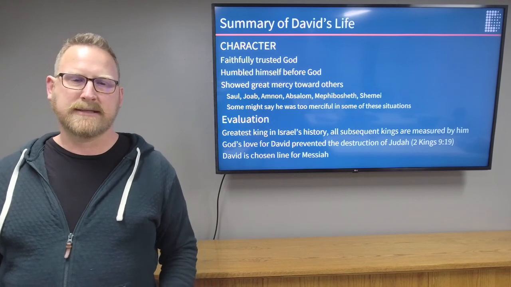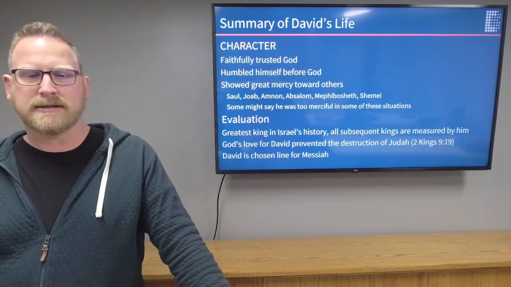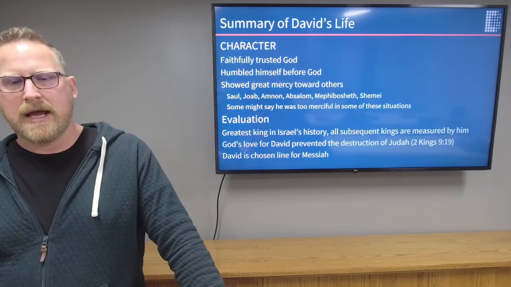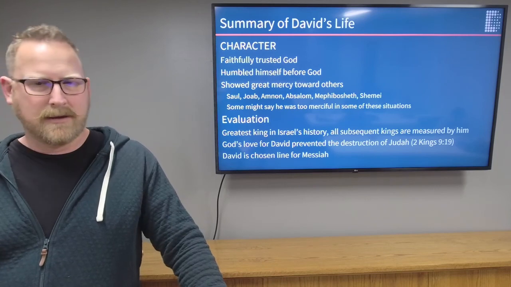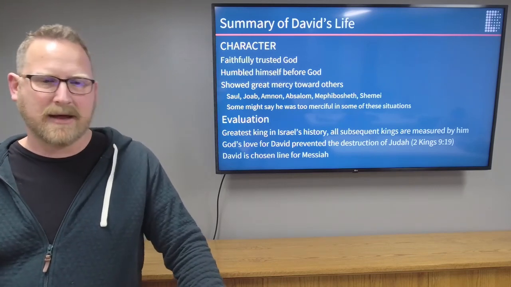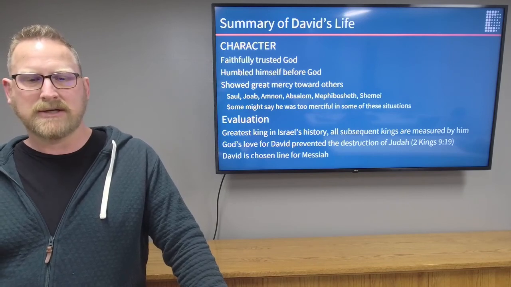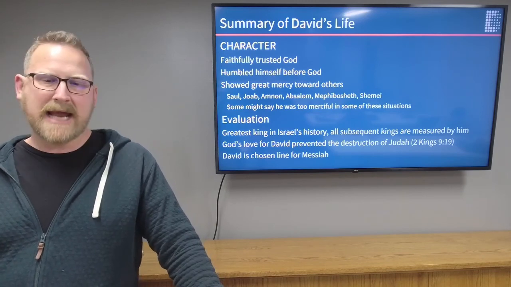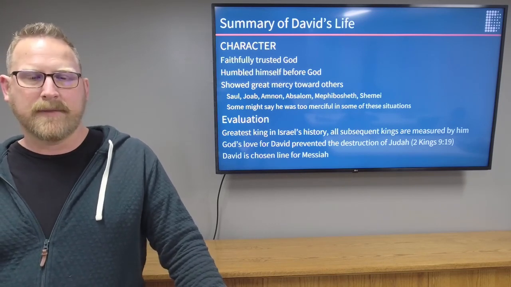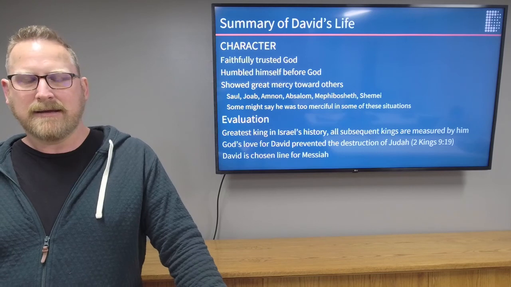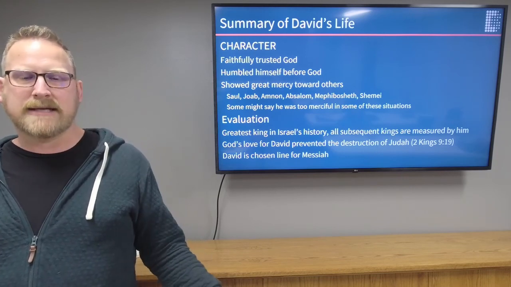So the summary of all this is that David's character, he faithfully trusted the Lord and sought to follow him. He humbled himself before God in the good circumstances and bad, when he was being confronted. He showed great mercy towards others and patience. So Saul, Joab, Amnon, Absalom, Mephibosheth, Shimei, you see his heart was a merciful heart. And then you might say he was too merciful in some of these. The evaluation is the greatest king in Israel's history.